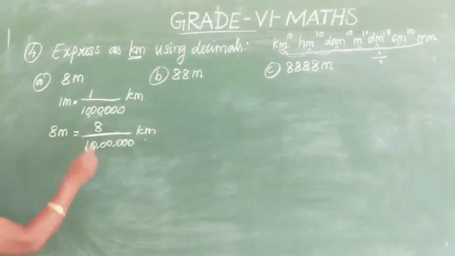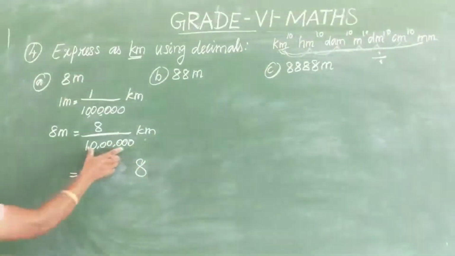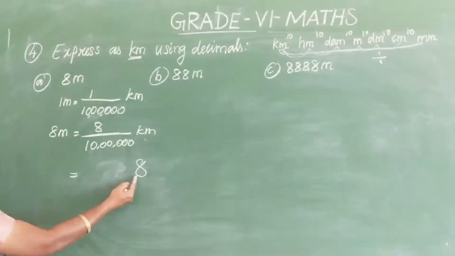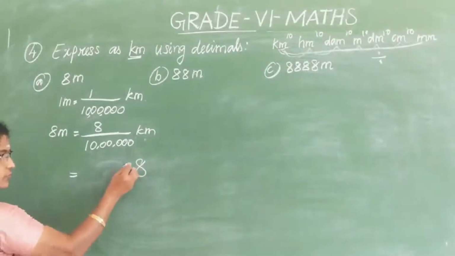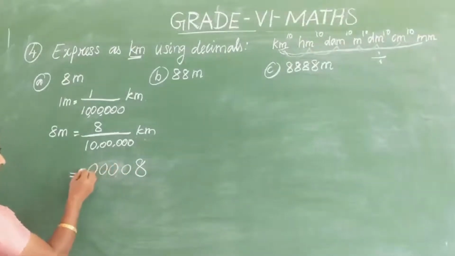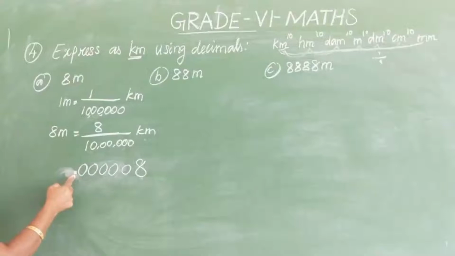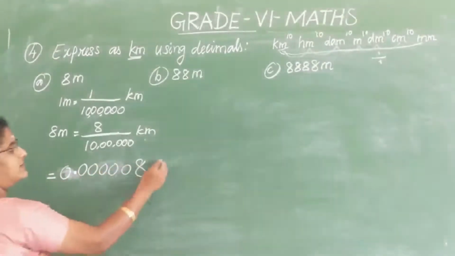The same thing. Whatever it is in the numerator, we write it. Denominator, how many zeros? 6 zeros. So we have to keep the point before 6 digits. But here only 1 digit. In the remaining 5 places, we have to put zeros. So, 1, 2, 3, 4, 5, 6. So, we get the point before 6 digits. Then, the whole number was nothing. So, we put 0. So, 0.000008 kilometer.